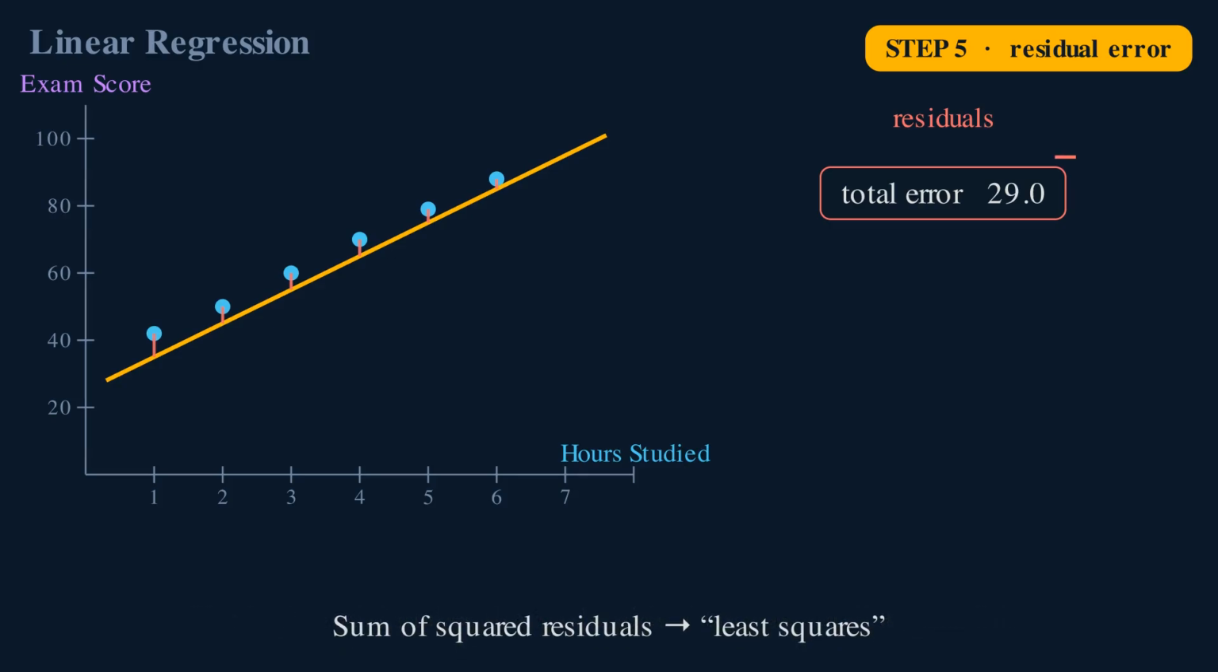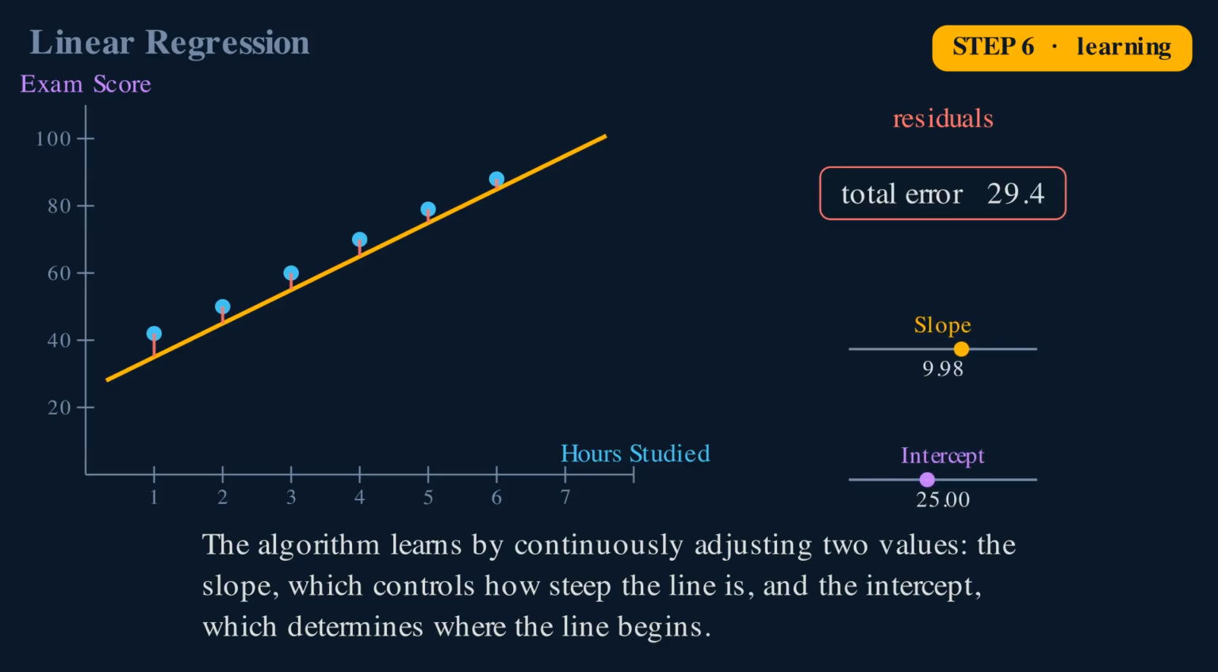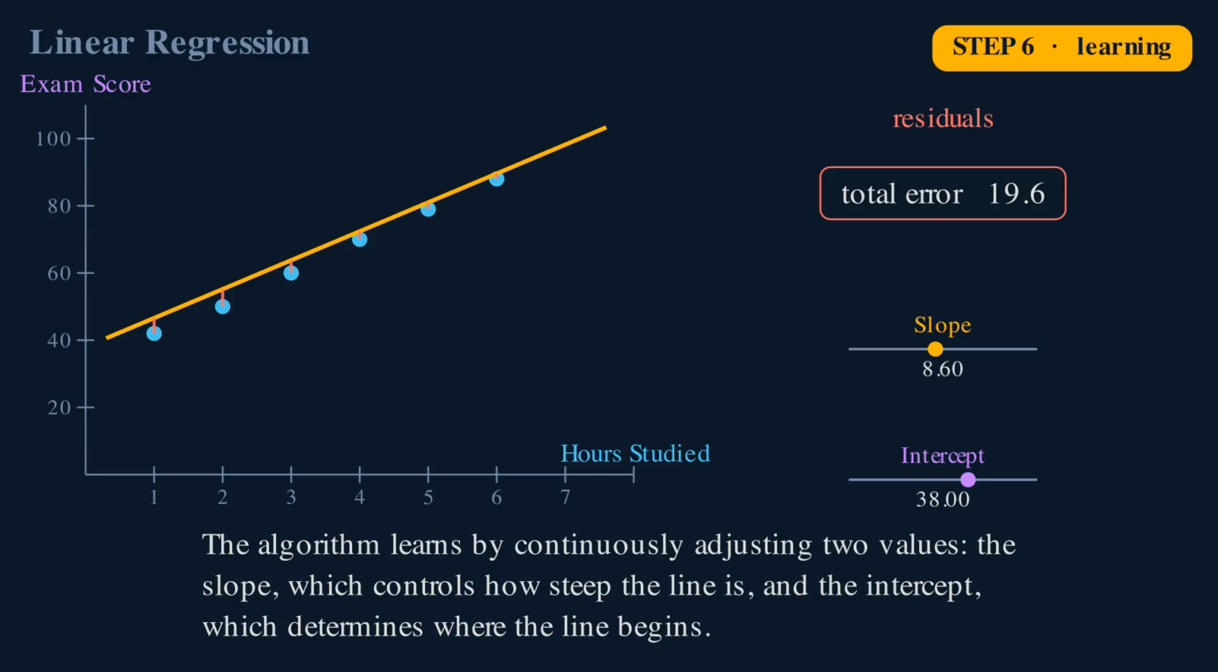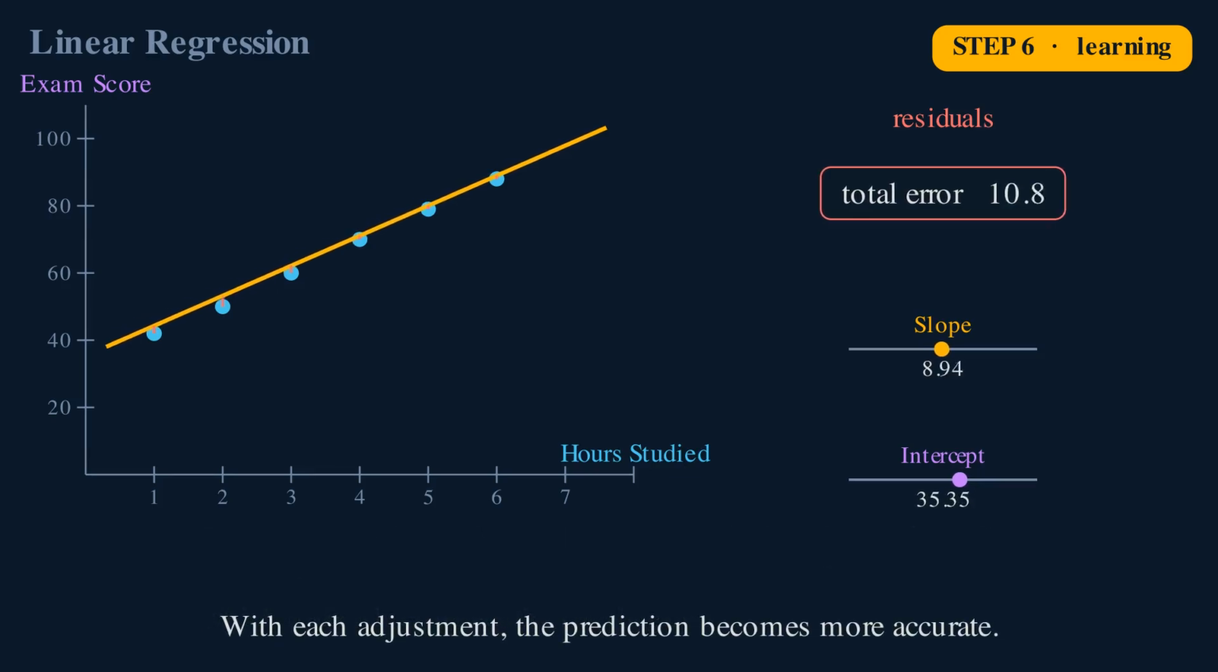In practice, each residual is squared before adding them up, which is why this classic method is called least squares. The algorithm learns by continuously adjusting two values: the slope, which controls how steep the line is, and the intercept, which determines where the line begins. With each adjustment, the prediction becomes more accurate.